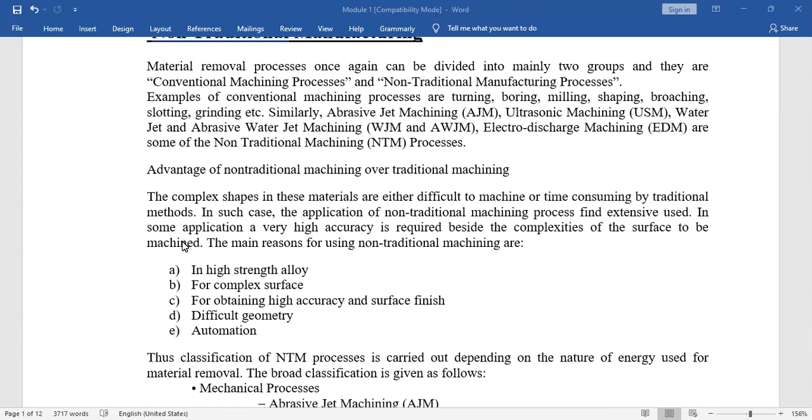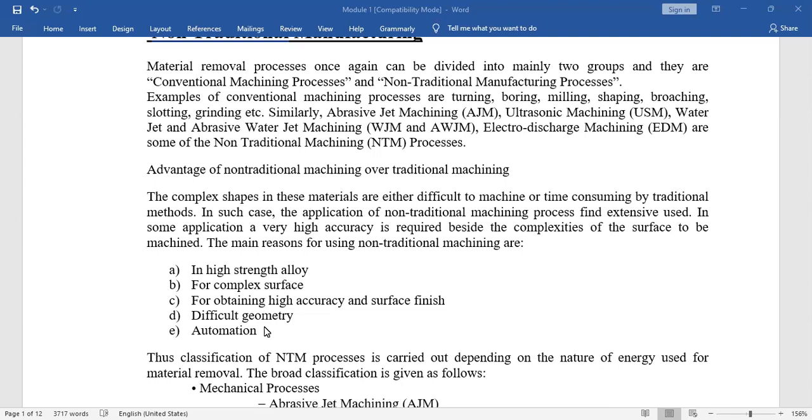Okay, so if you go into the history, first the conventional machining process was developed, and after that there were some limitations. To eliminate these difficulties or limitations, the non-traditional manufacturing process was developed. This was developed due to the following factors: high strength alloys, complex shapes, obtaining higher accuracy and surface finish, difficult geometry, and automation.